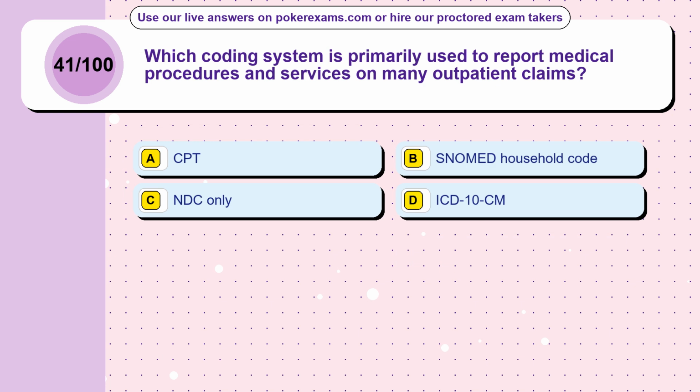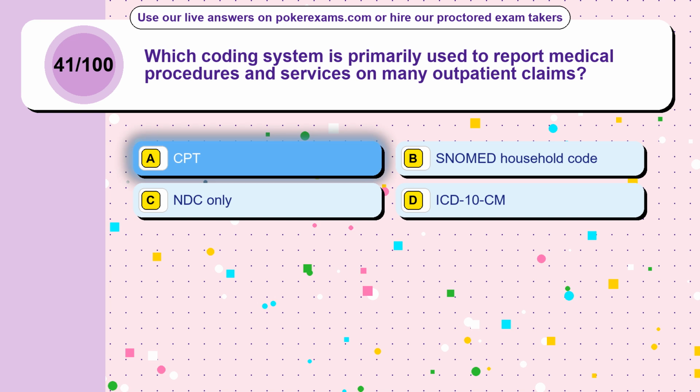Question 41. Which coding system is primarily used to report medical procedures and services on many outpatient claims? Option A. CPT. Option B. SNOMED Household Code. Option C. NDC only. Option D. ICD-10-CM. The correct answer is option A.